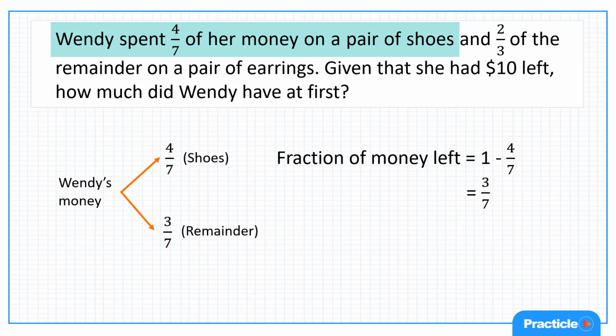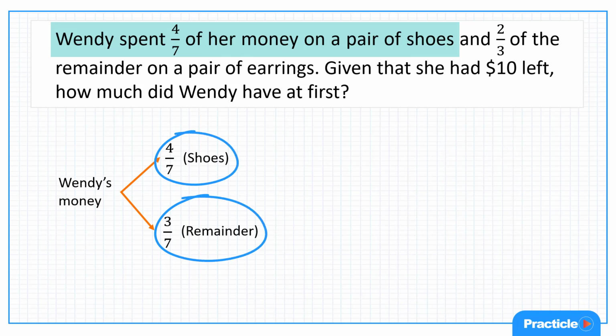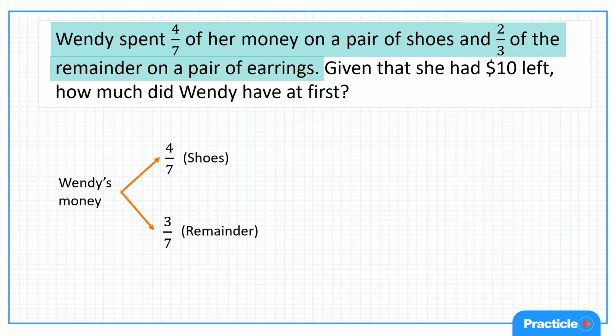Do you see how Wendy's money branches out into these two parts? And here's how we read what we have so far. 4/7 of Wendy's money was spent on the pair of shoes. And as a result of that, 3/7 of her money was left. So far so good? Next, we are going to read on and see what else we are given in the problem sum. After spending a part of her money on the pair of shoes, Wendy then spent 2/3 of the remainder on a pair of earrings. Seems like Wendy really loves shopping, right?